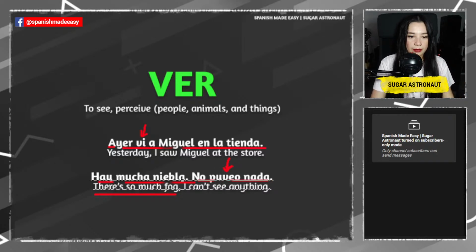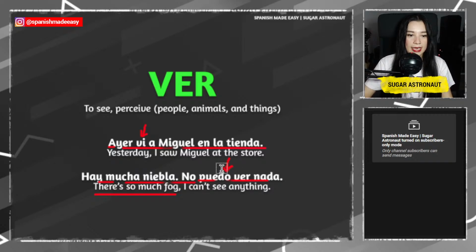No puedo ver nada. I can't see anything. And I'm going to just remove this part.